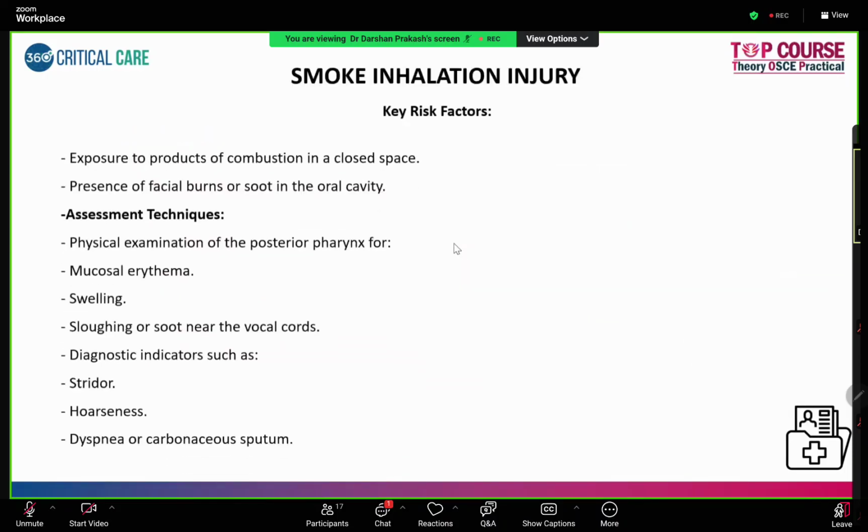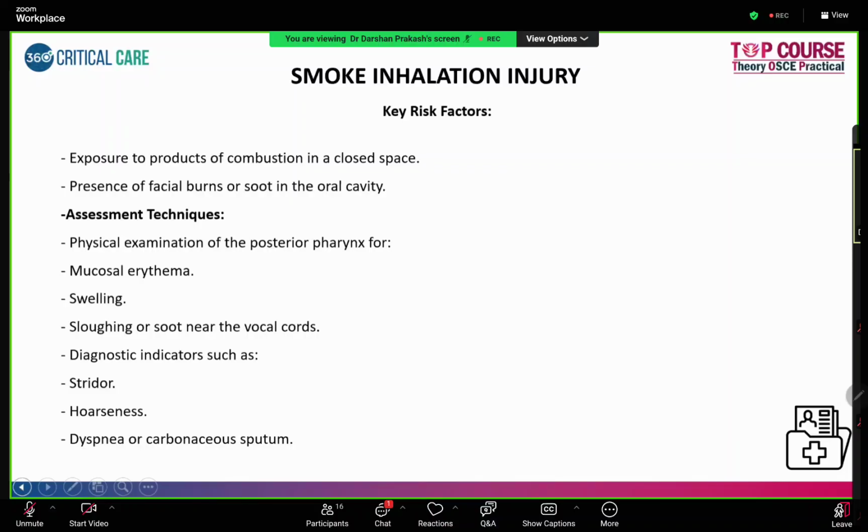Coming to inhalational injury, you should understand that the risk of inhalational injury is higher in a closed space. Okay. Presence of any facial burns or soot in the oral cavity gives an indication that the patient has suffered from an inhalational injury. Usually, you have to examine the posterior part of the pharynx, look for mucosal erythema, swelling, deposition of soot. Okay, if at all you have a patient presenting to you with stridor, hoarseness, or dyspnea, it is an indication of a severe case of inhalational injury, and for these patients, you should have a lower threshold for intubation.